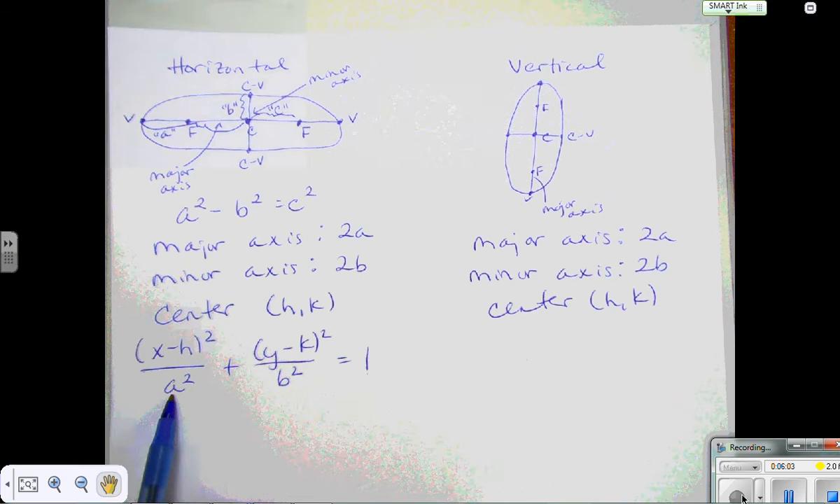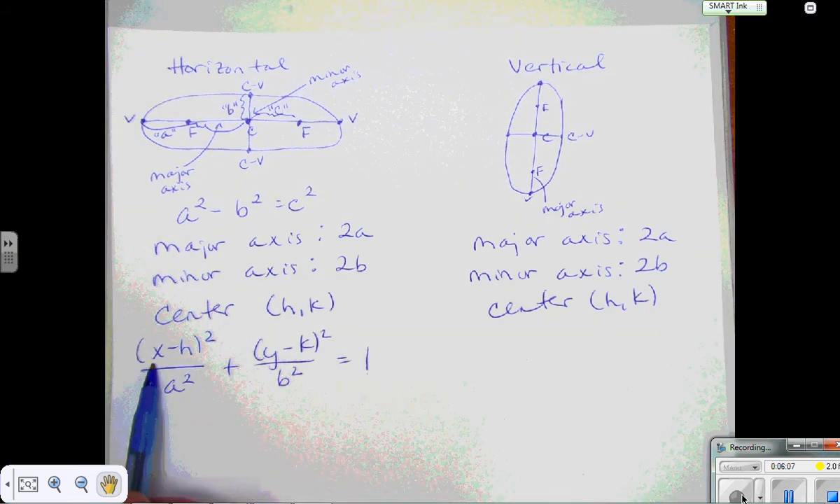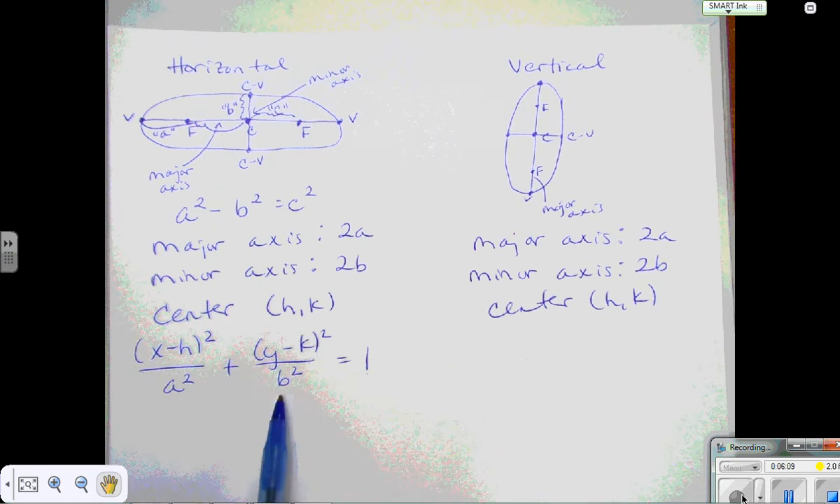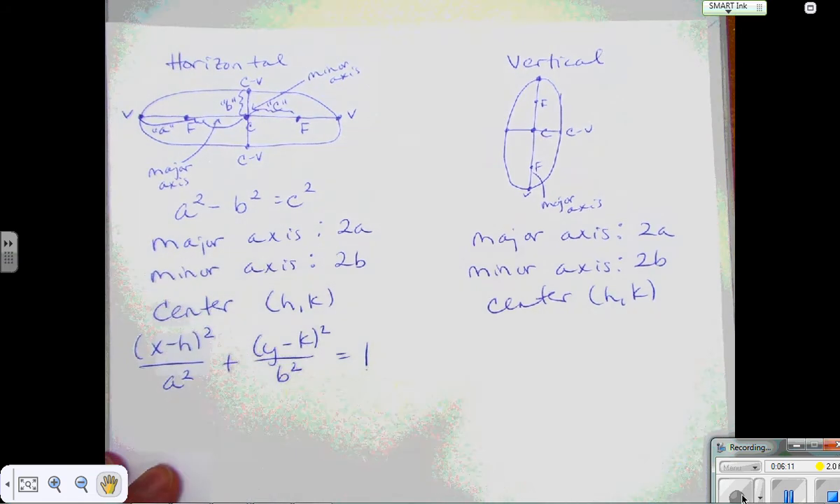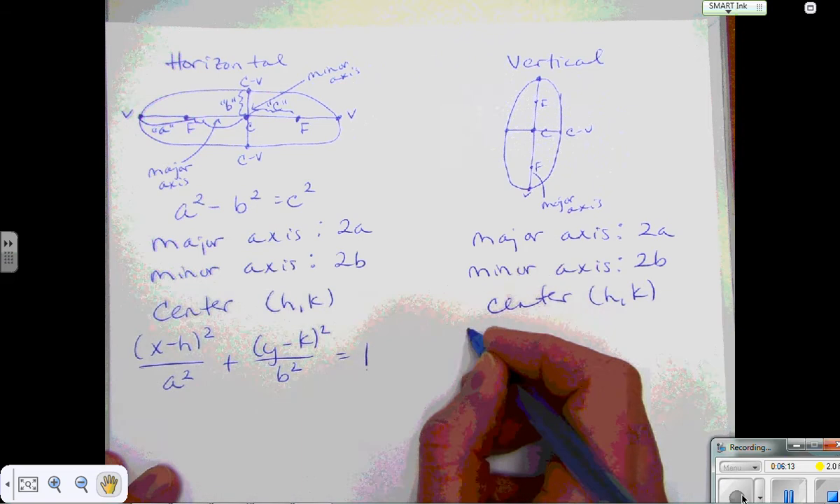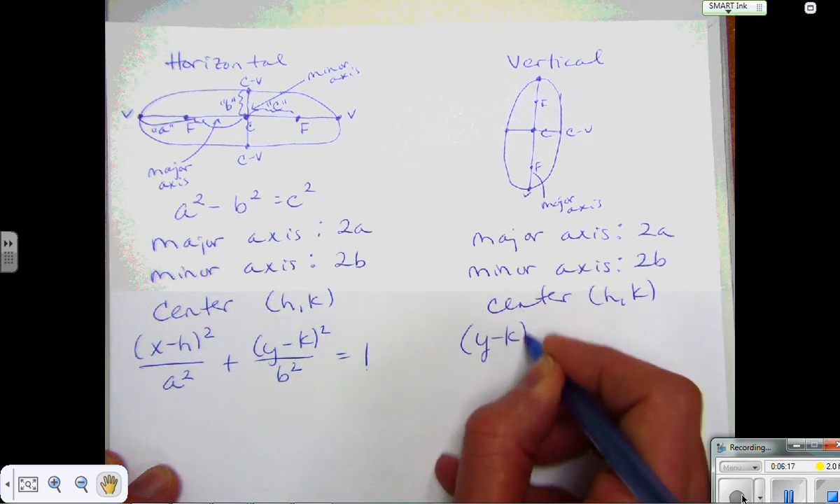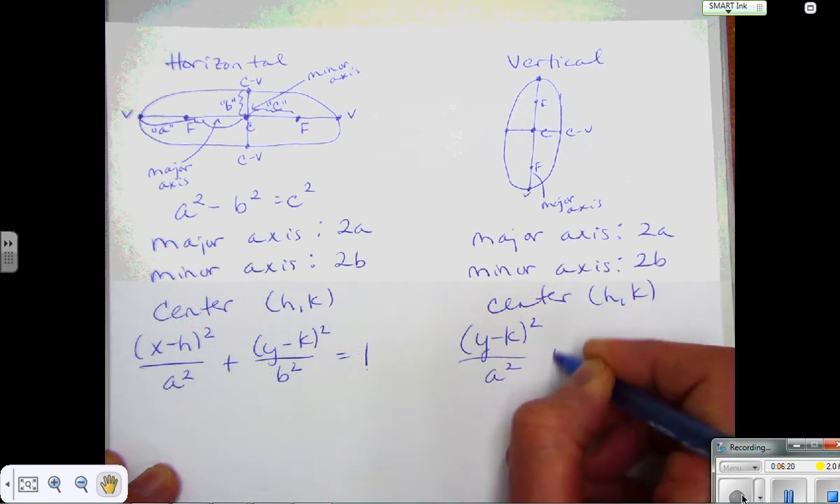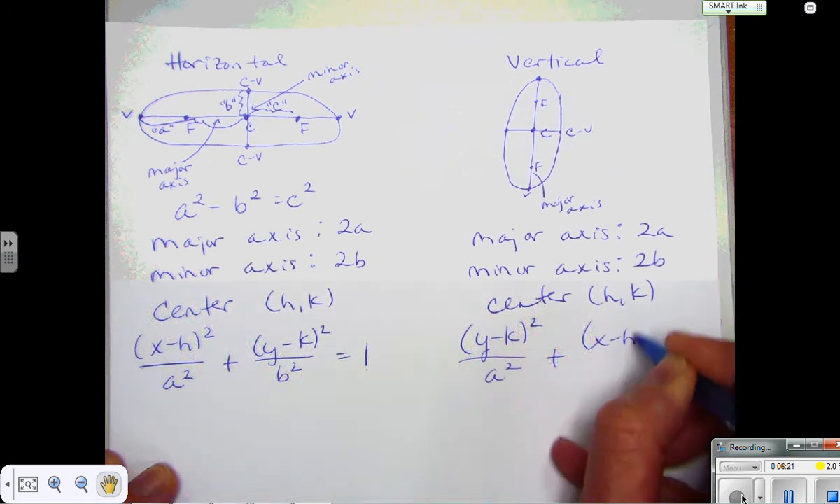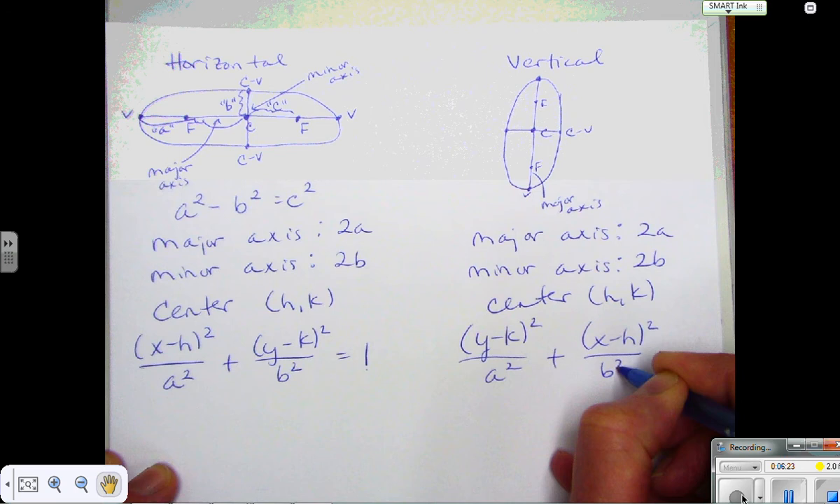A is your larger number. So when it's horizontal, your larger number goes with the X. Okay, the smaller number goes with the Y. When it's vertical, your larger number is going to go with the Y. So your standard form for vertical is (y minus k) squared over a squared plus (x minus h) squared over b squared equals 1.